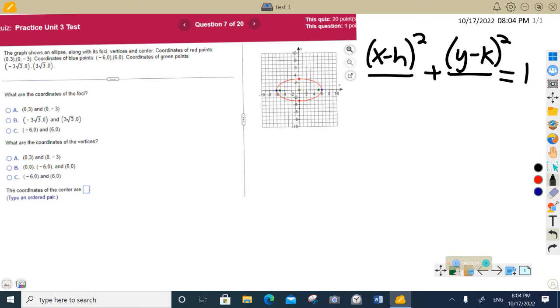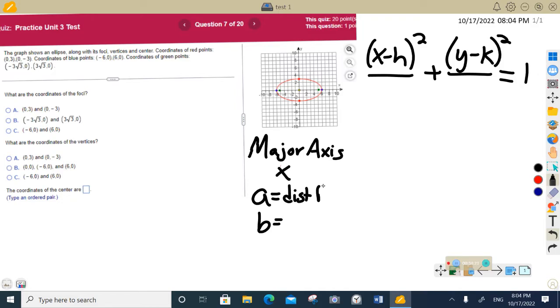Now, depending on the major axis. The major axis is going to be the longest axis. So here the major axis is x because it's longer in the x direction than in the y direction. Now, there's little a and there's little b, and that's going to be the distance from center to the vertex.